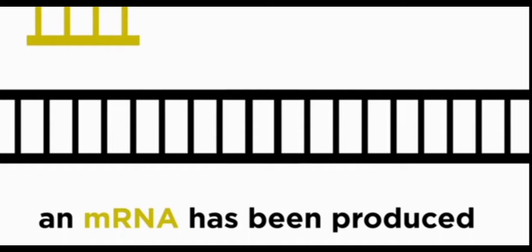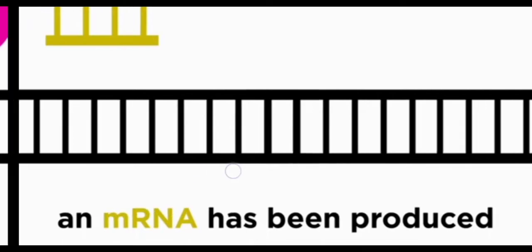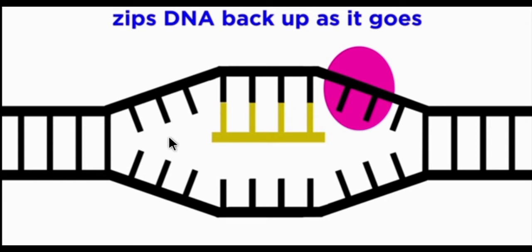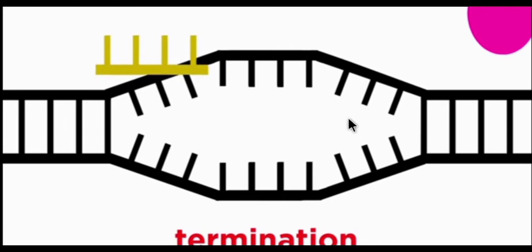Once the RNA polymerase reaches the end of the gene, termination occurs. The enzyme detaches from the gene and the DNA returns to its original state. This RNA polymerase will detach, and the mRNA produced will also detach from the template strand.